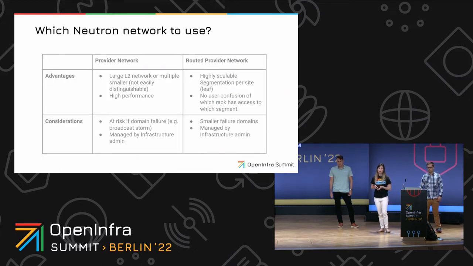We will focus right now on two of the networks that usually can be used with spine-leaf architecture. For provider networks, you can have one large L2 network, but this brings a few complications and considerations, because, for example, if multiple endpoints are ARPing for addresses, this can create domain failure. At the same time, you could have multiple smaller L2 networks, which would reduce this issue, but this would be complicated for the user to know where exactly that provider network is available.